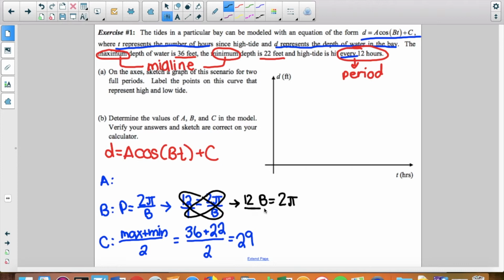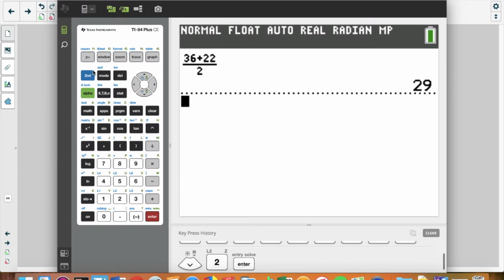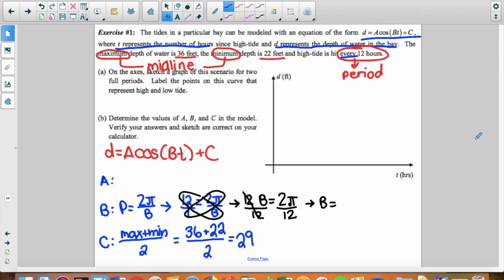To solve for b, we need to divide both sides by 12. The 12s cancel, and we're left with b is equal to 2 divided by 12, which we can simplify. You can use your calculator if you want to. Press alpha, y equals 2 over 12, and it becomes 1/6. I didn't type the pi in the calculator because we want the pi in our answer. So 1 over 6 pi. You don't necessarily need this one, so you can erase it if you'd like. So now we have b.